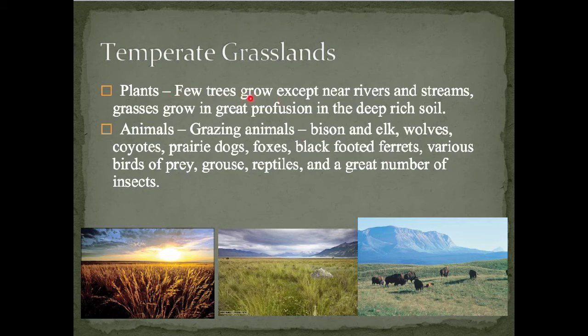Common plants, you have few trees that grow except near rivers and streams. Grasses grow in great profusion in the deep, rich soil. See here some of the grasslands. Here we have Northern American grasslands. Animals tend to be grazing animals like bison and elk. Wolves are here in this area. Coyotes, prairie dogs, foxes, black-footed ferrets, various types of birds of prey, grouse, which is chickens, wild chickens, or turkeys, reptiles, and great number of insects to support those different secondary consumers.